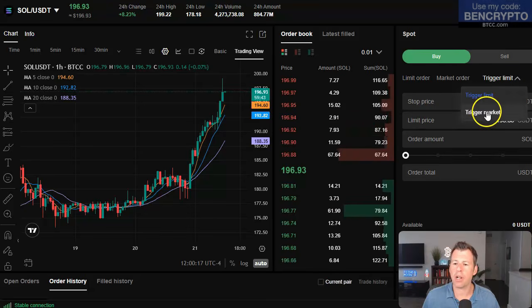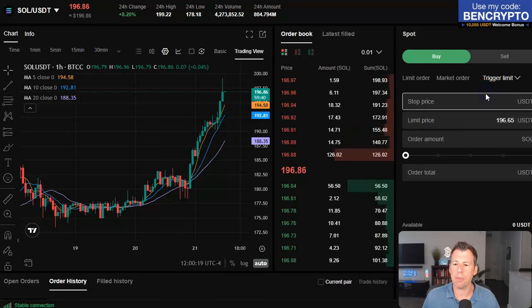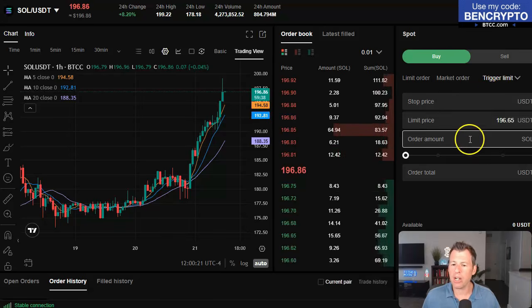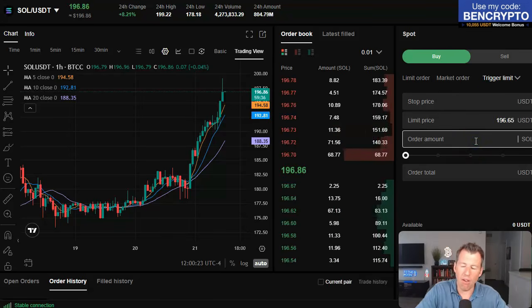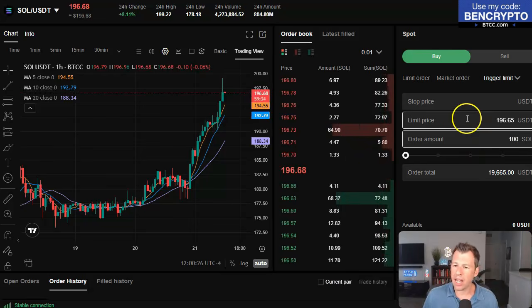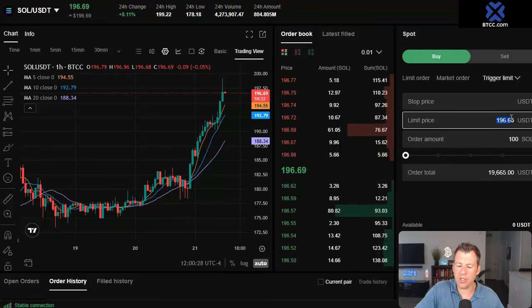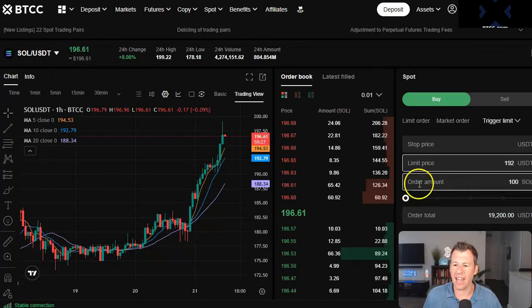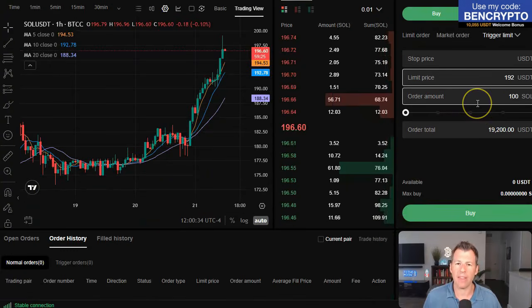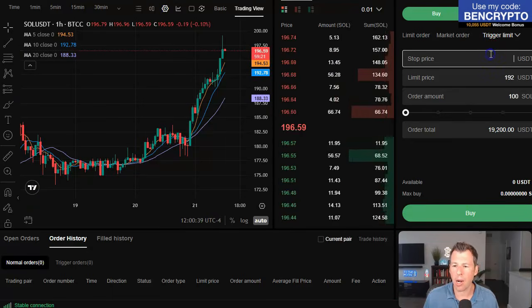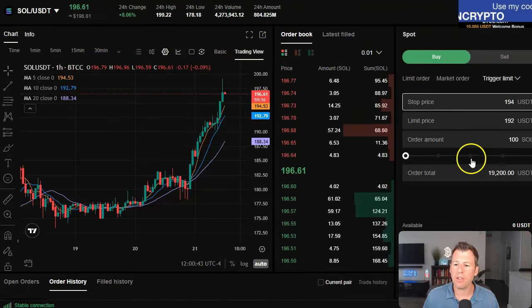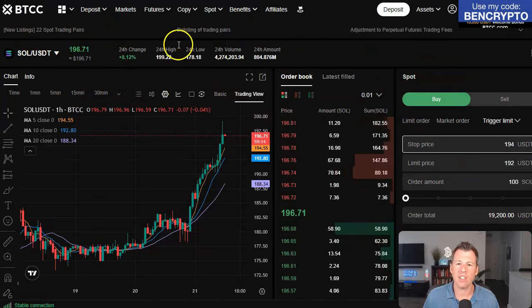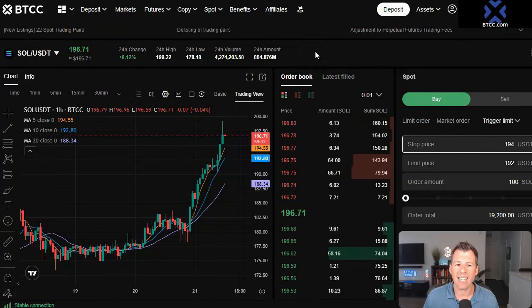Trigger limit and trigger market. This is mostly for whales. You're probably not going to do it too much. Trigger limit means, okay, buy me a lot, 100 Sol, but buy it at a lower price, just like the limit order. So if Sol goes down to 192 from 196, then buy me 100 Sol and keep filling that order until Solana hits a higher price like 194. So again, this is saying only start filling my order if Solana dips from 196 to 192, then start filling as much as you can.